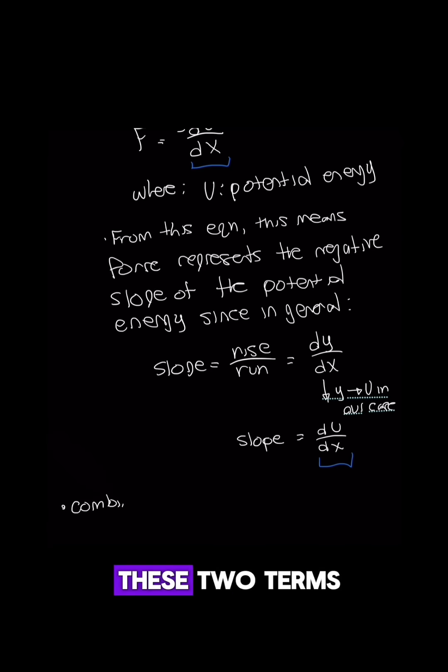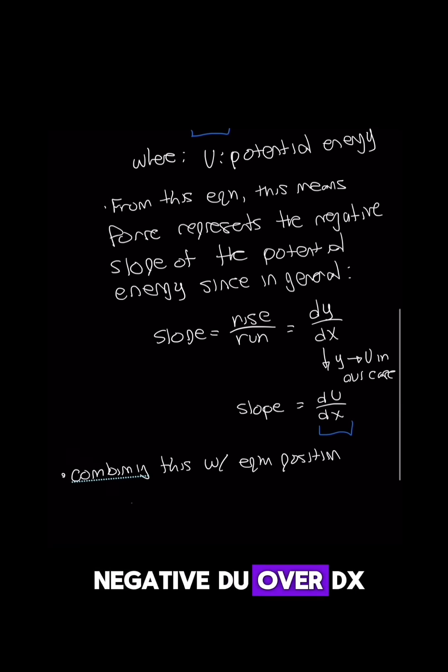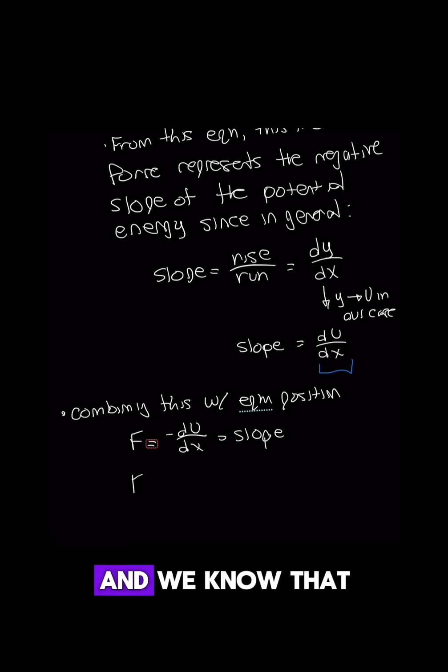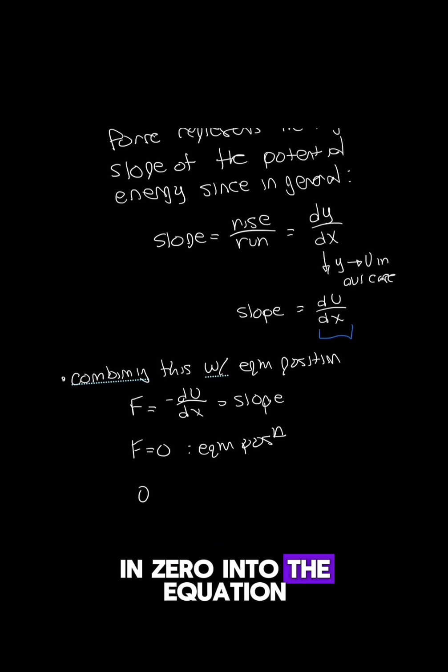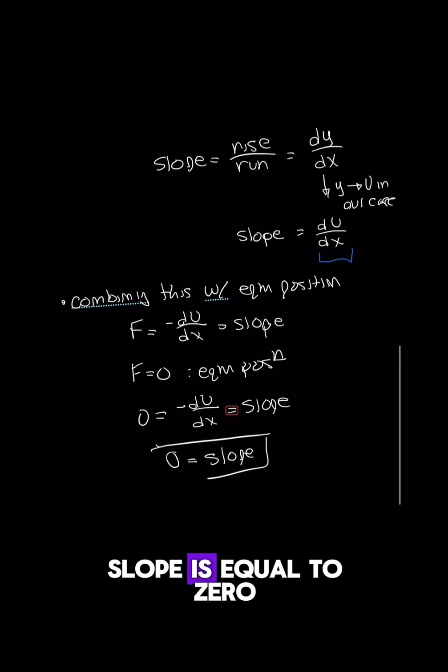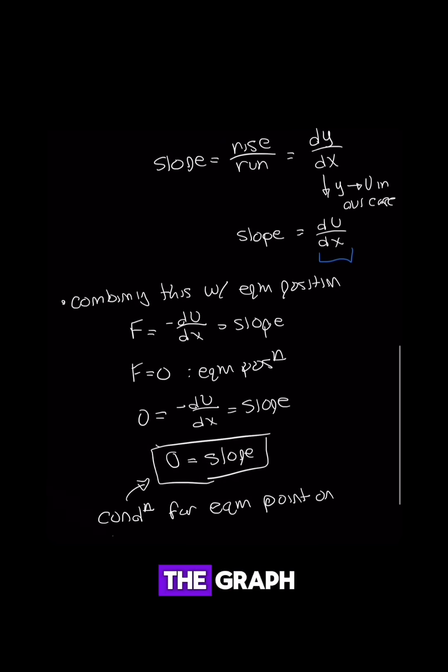So if we equate these two terms, force is equal to negative dU over dx, which is equal to negative slope. And we know that force is equal to 0 at the equilibrium. So if we plug in 0 into the equation, we get that the slope is equal to 0. So this is going to be the condition on the graph for when these equilibrium positions occur.